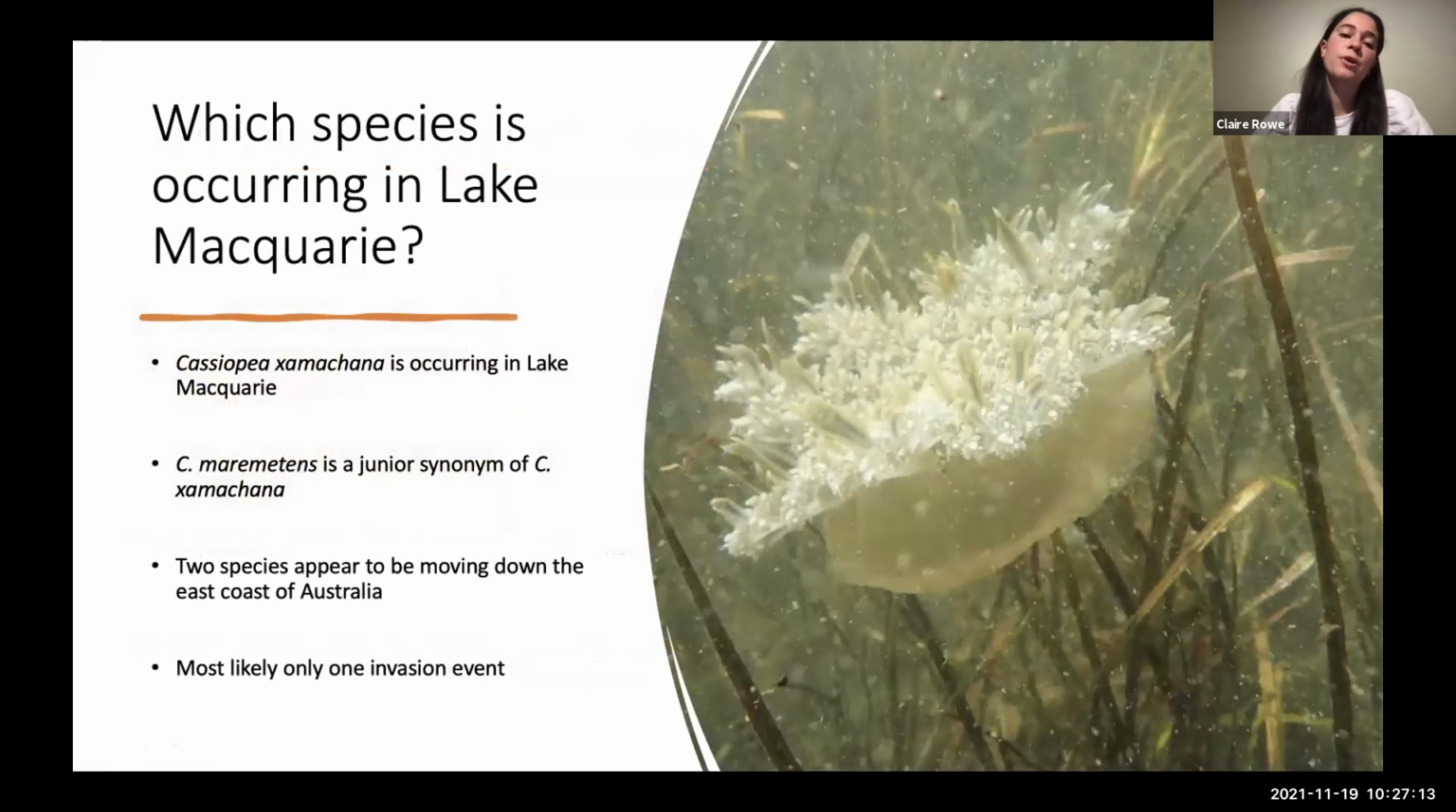So from here, we're able to conclude that Cassiopea zamacana is occurring in Lake Macquarie. Cassiopea marimetans is a junior synonym of zamacana. There appear to be 2 species moving down the east coast of Australia, so it's really important to be able to define those species so we can track their spread. We also think there was most likely 1 invasion event. We believe this because I was checking the sex of the jellyfish as I sampled their gonads, and we actually only found females. So we think there was only 1 invasion event, and then the jellyfish have been asexually reproducing.